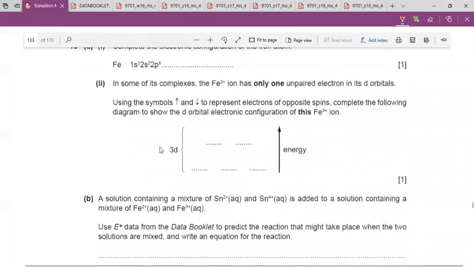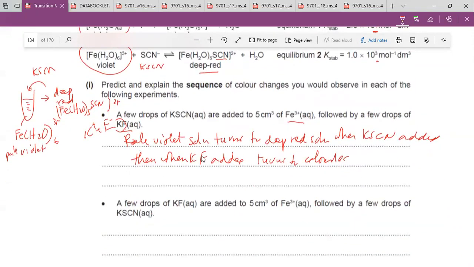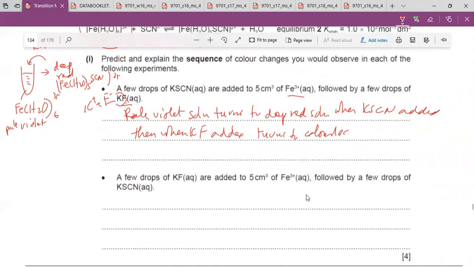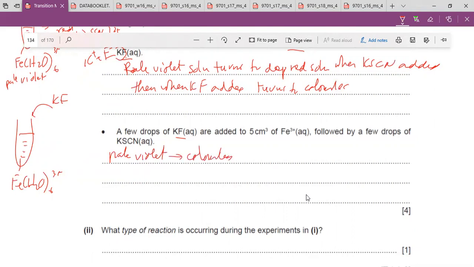Remember, they say here, pale violet. Now, because all this happens, these two things happen. Maybe I go to it again. If a few drops of KF are added to this one here, this one here is your Fe(H2O)6 3+. If I add in your KF, of course, the pale violet will turn to colorless. Before, for a few drops down here, so to colorless.